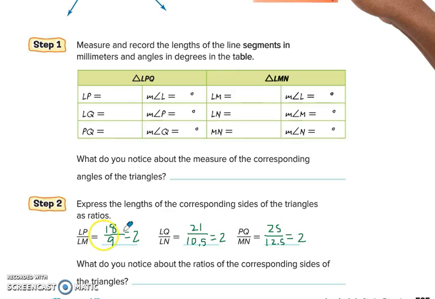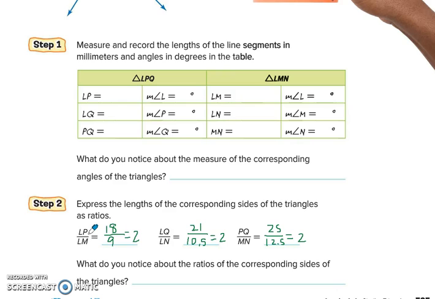is 2. So you can see we just made sure that we set up the ratios so that the side lengths from the large triangle on top and the small triangle on the bottom, so that we weren't doing a large triangle on top and a large triangle on the bottom. We kept the side lengths in the same spots in each ratio. So what do you notice about these ratios?